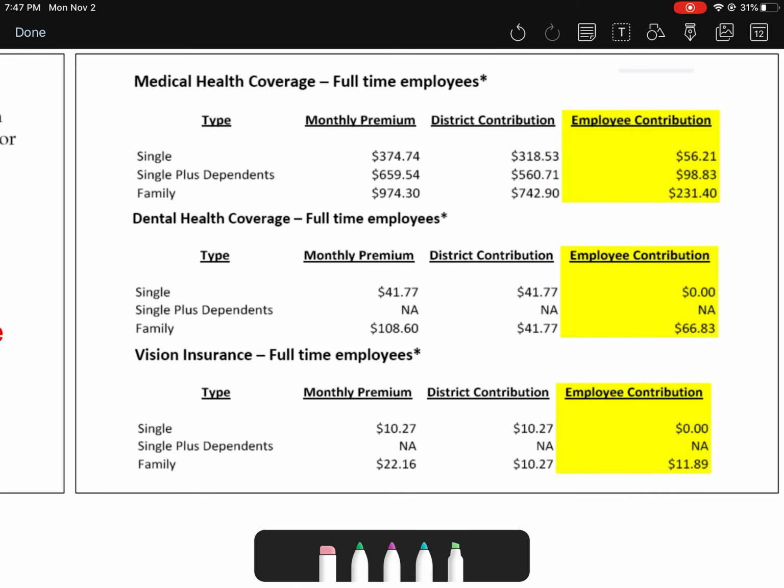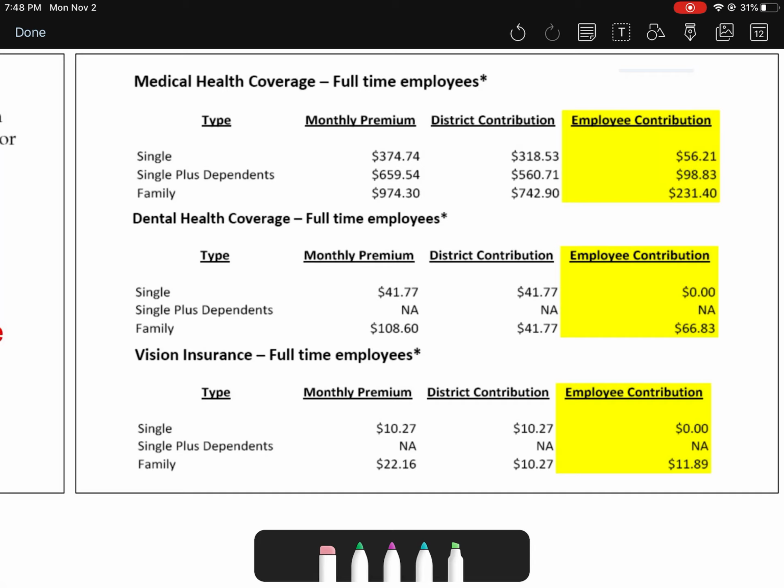It's a perk of working at that company. Here we're looking at an example of medical health coverage for full-time employees. When you get your first job, and if it does have benefits, you're going to get something like this to look over. This is an example of a teacher one. You have your monthly premium, your district contribution, and the employee contribution. There's single, single plus dependents, and a family plan.